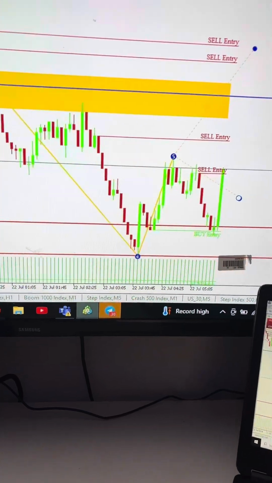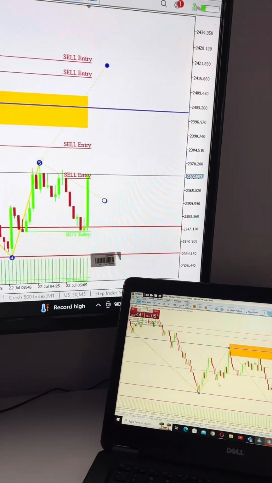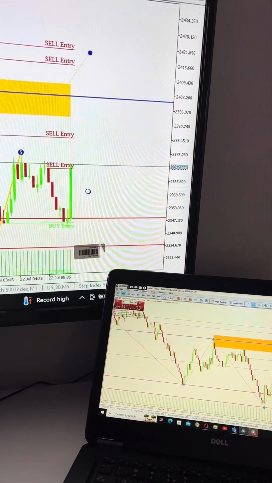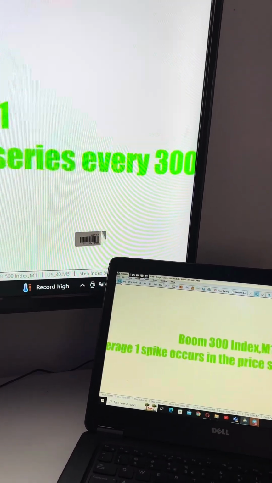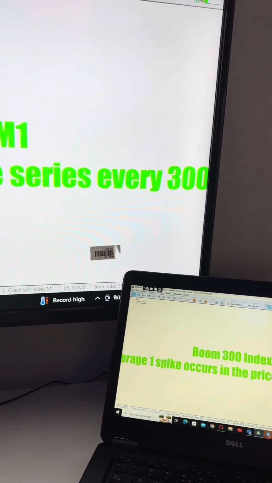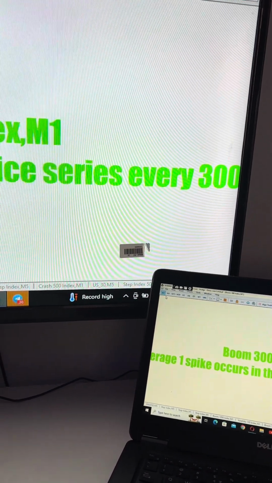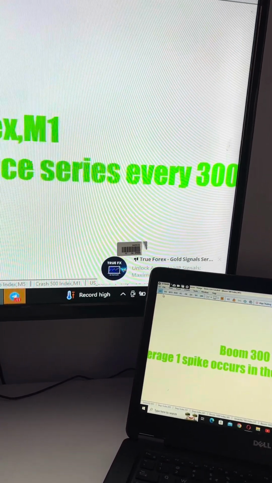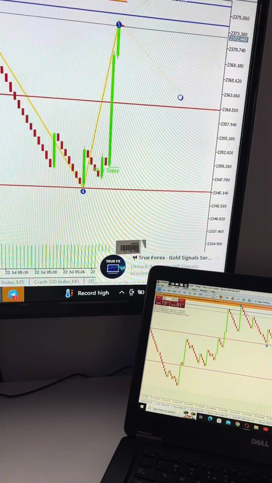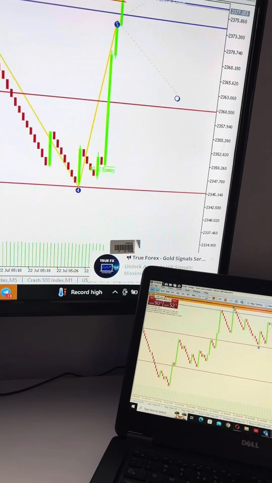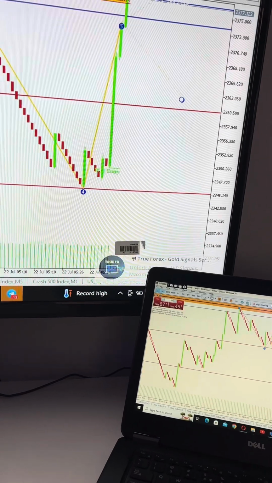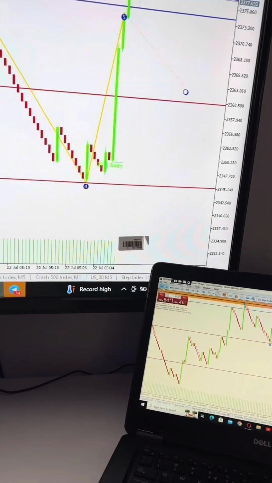Okay, so I'm going to open a chart right now. Boom 300 is the chart that you see. Let me shift on to M1. All right, so I think you can all see what has happened on Boom 300. It's one of the easiest things to trade. How do you trade Boom 300?